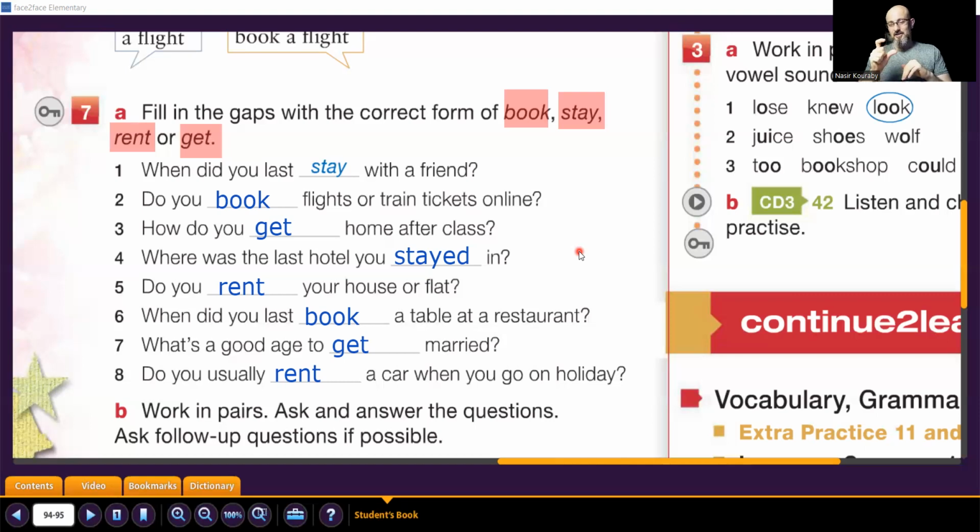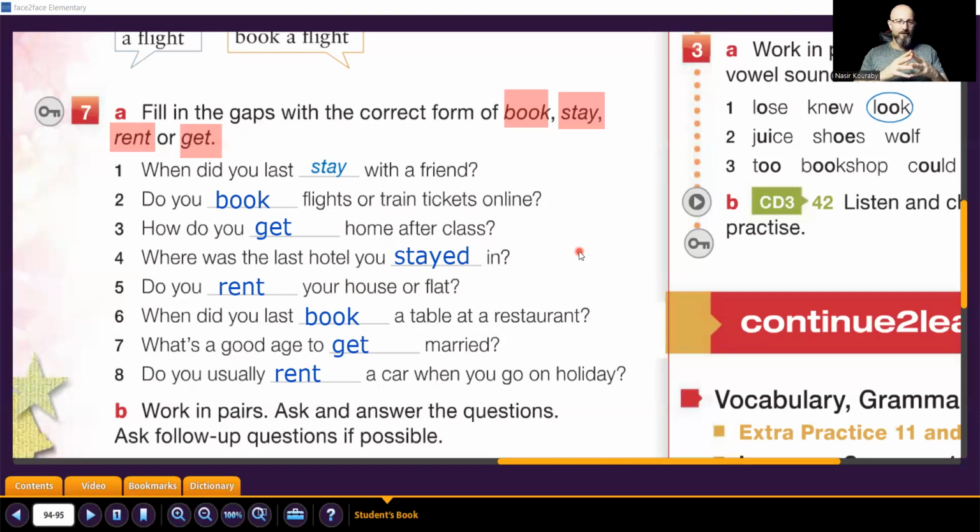Okay, if I give you a short time and you want to talk, stop the video, talk. Look at me and talk. After that, continue. Number three, how do you get home after class? Now, because you are in a school, for example, or at university, because this is a class, okay? How do you get home? For me, for example, I am a student, I study in a school. I get home by bus, by car, by taxi, like by metro. Okay, what about you?